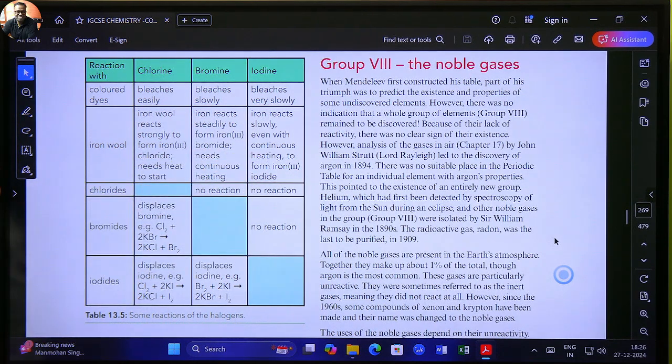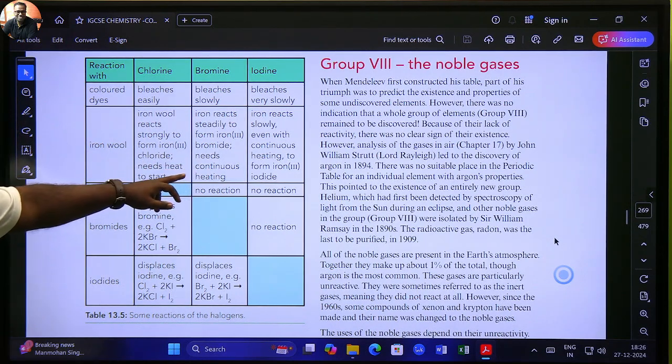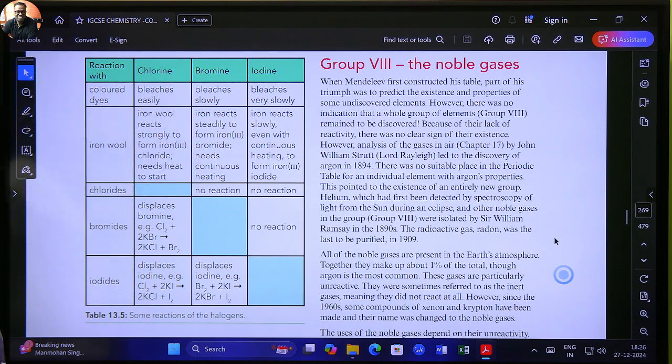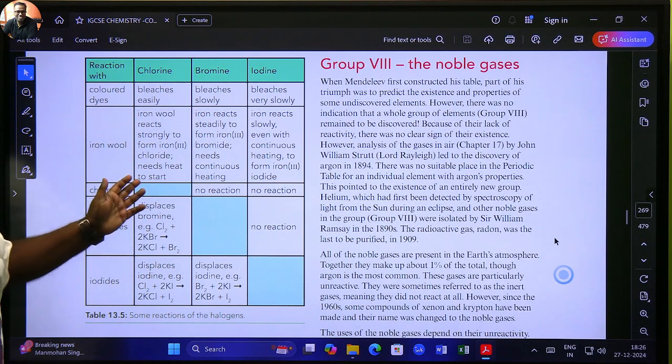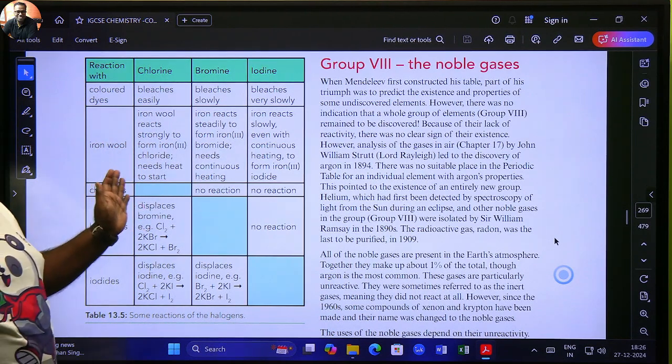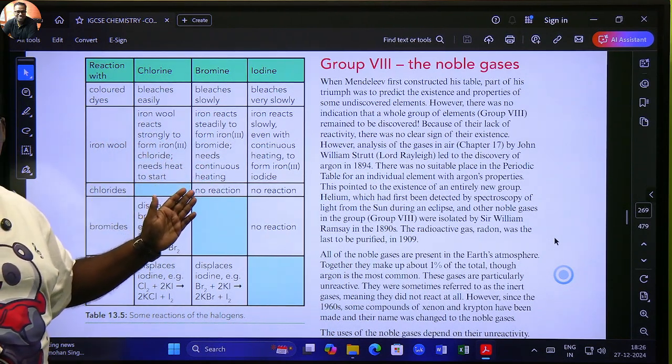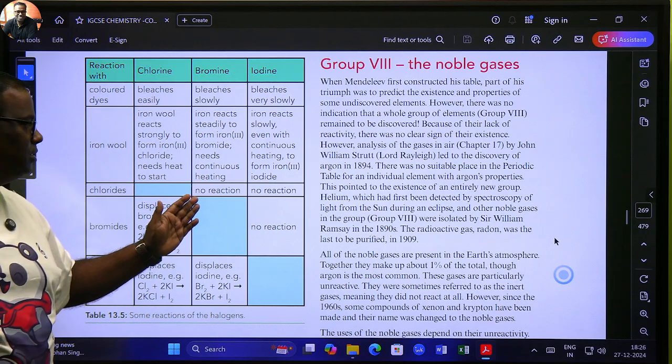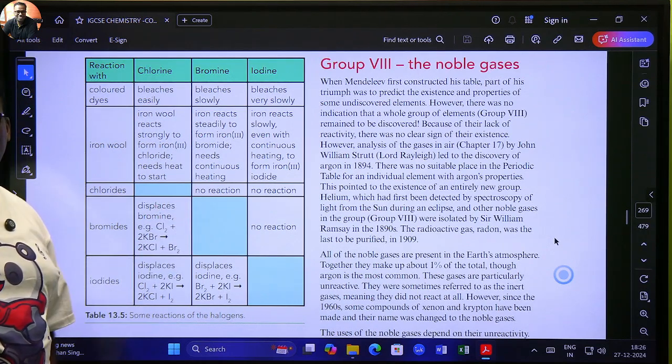Iron wool. Iron wool reacts strongly to form iron(III) chloride. Iron wool, have you understood? A wool made of iron. And it needs heat to start. With bromine this will need continuous heating and reacts very slowly. This is showing our reactivity. Chlorides: with chlorine, obviously there won't be any reaction. But with chlorides and bromine, you don't expect any reaction. Chlorine is more reactive, right?